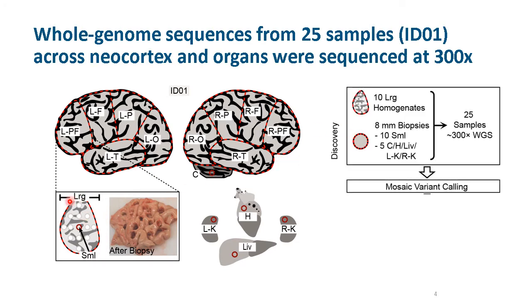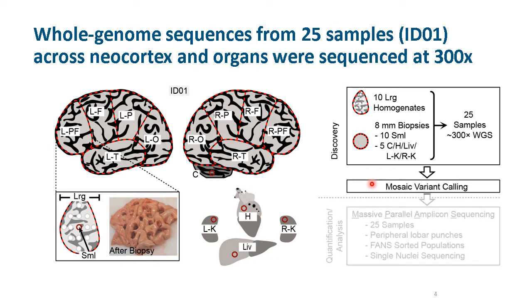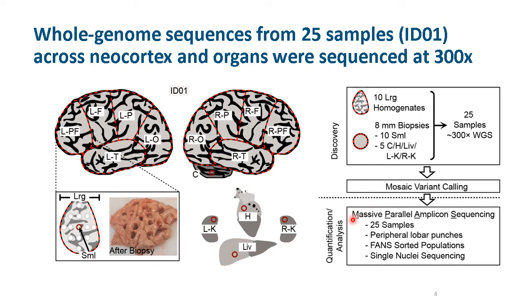After homogenization and DNA extraction, we sequenced all the 25 samples at 300x at a genome scale, and also called all the mosaic variants using a combined computational pipeline. For the candidate variants, we further quantified all the variants with massively parallel amplicon sequencing in all the 25 samples, plus different punches from different lobes, and also fluorescent activated nuclei sorting and single nuclei.